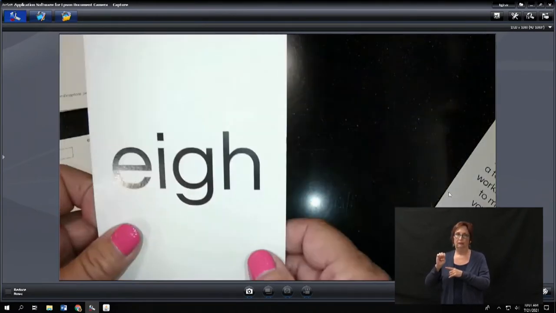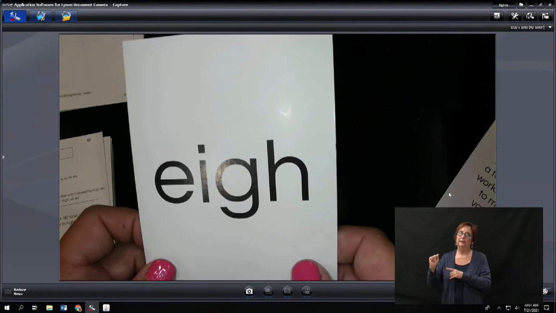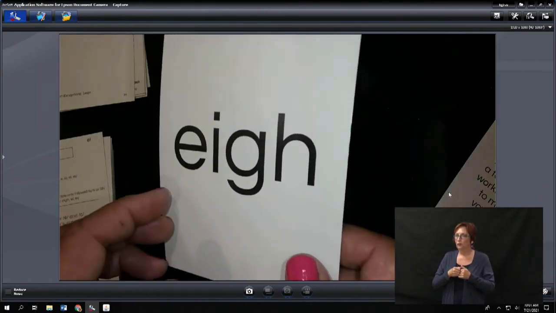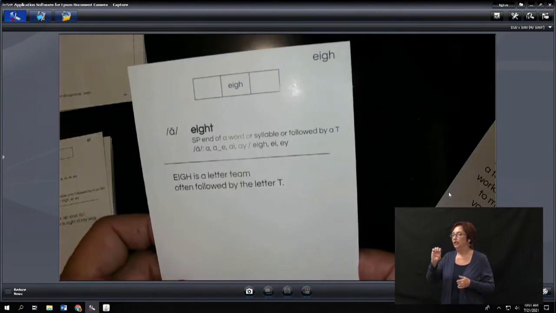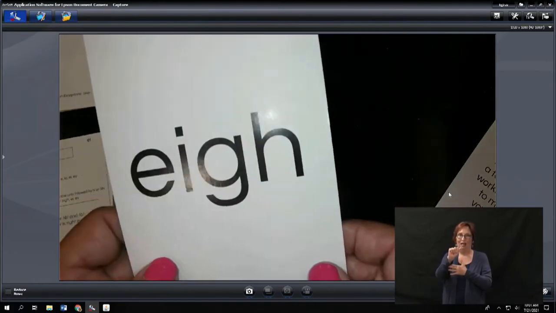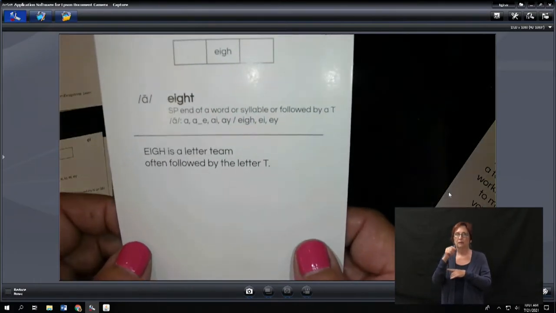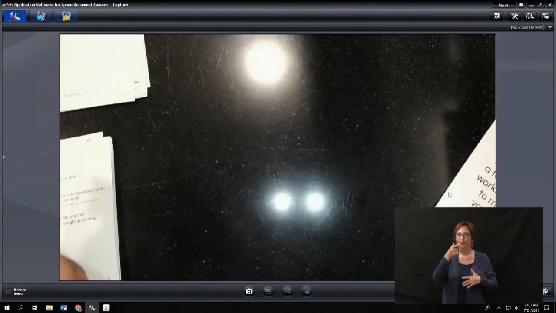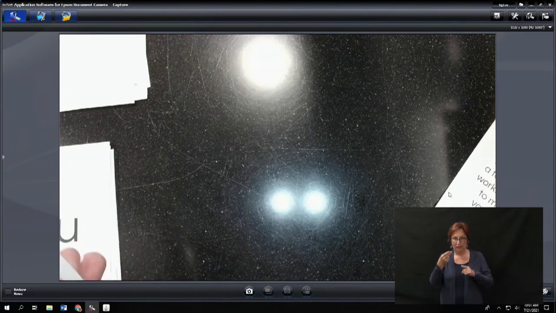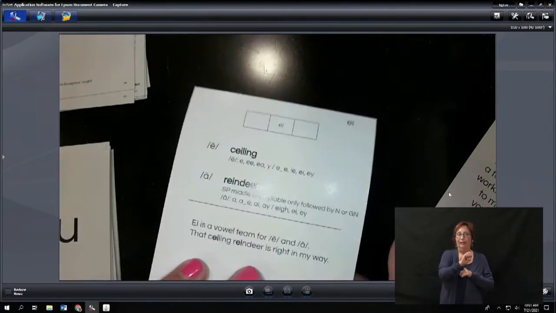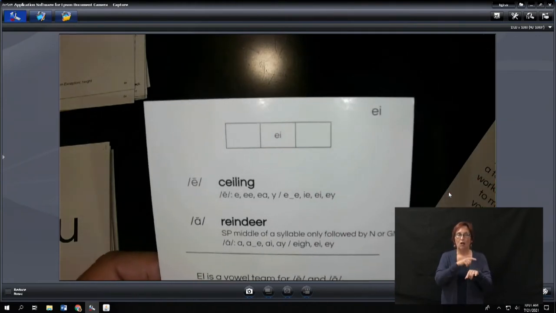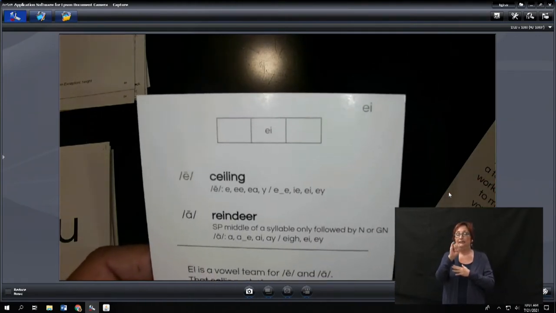The kids really love this one. Doesn't happen a ton. E-I-G-H. Four letters, one sound. It says A, as in eight. It's often followed by a T, except for in sleigh. Oh, anyway. EI says E, as in ceiling, or A, as in reindeer. E and A.